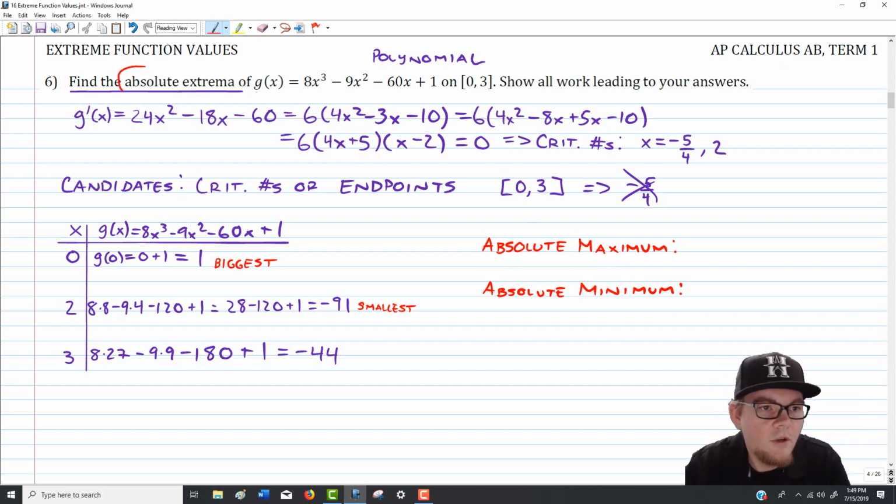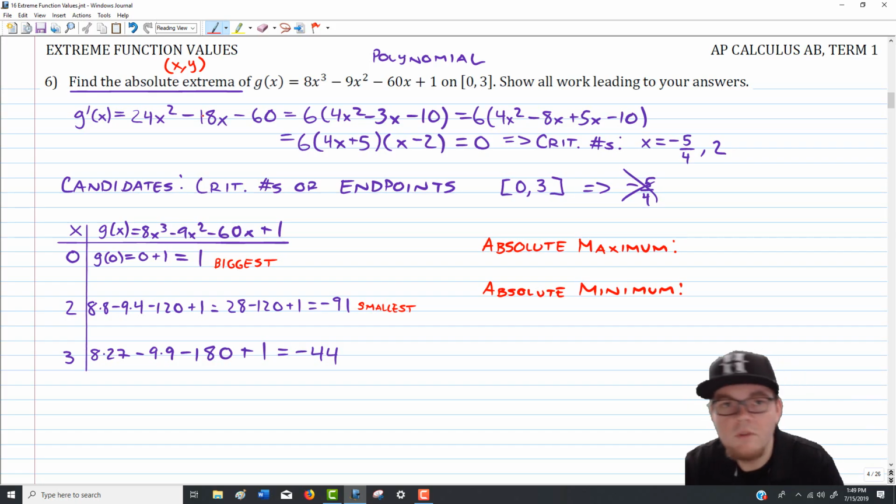If you're asked for purely the absolute extrema, what you're likely looking for is a point x comma y. If you're asked for the x coordinate of the absolute maximum or something, then you're asked for the x coordinate, obviously. And if you're asked for the maximum value or minimum value, then they only want the y value.